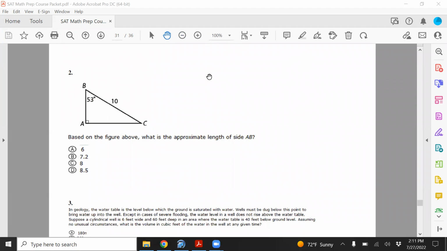This is kind of basic SOHCAHTOA. I don't think they'll ask this on the SAT because you'd have to use a graphing calculator. And I've never seen them ask questions like this where you actually have to, because you do need a calculator, obviously. You're screwed otherwise. But if you were trying to solve for AB, you're going to use the cosine.